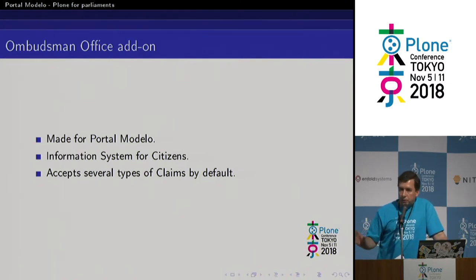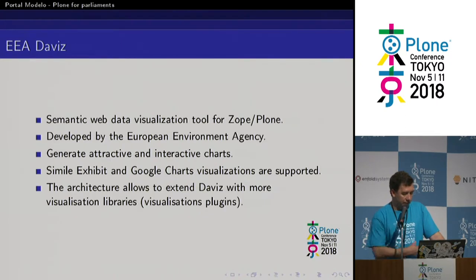I worked mostly with this system, the Ombudsman Office add-on. It's made for the citizens to complain about things like, oh, my street has a hole that fits a car inside, and I already asked the mayor to fix it, but it's still not fixed, so please do something for me. And they accept several types of claims by default. Okay.